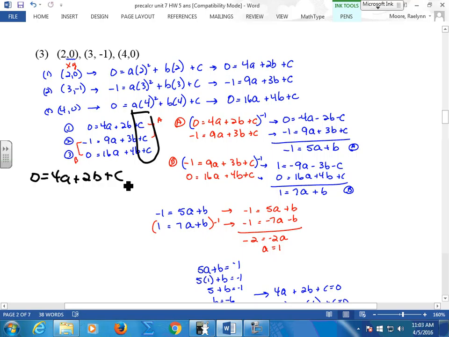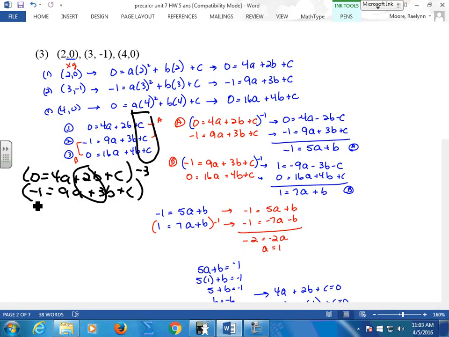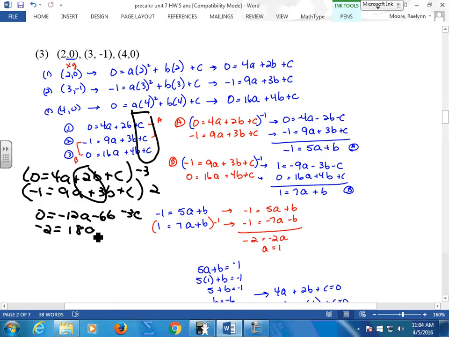So the first two. I've got to make these be the same multiple, different signs. So what'd you multiply the top one by? -3. And the bottom one by? 4. Well, you want it to be -6. You want this to be a 6. That's 2. So all the way across, 0, -12a, -6b, -3c. -2 equals 18a plus 6b plus 2c.